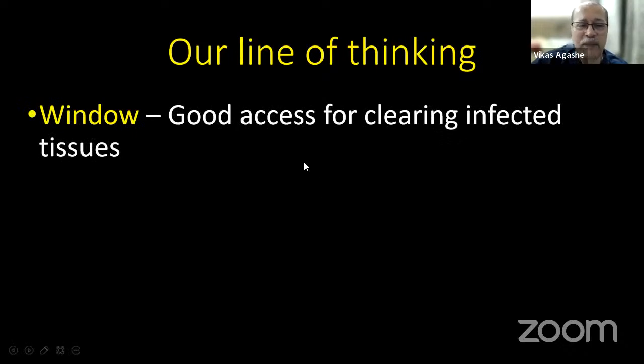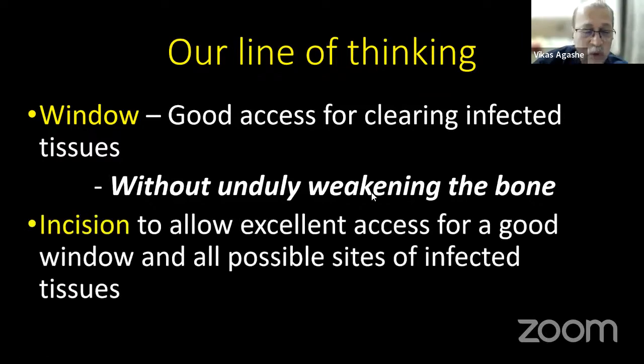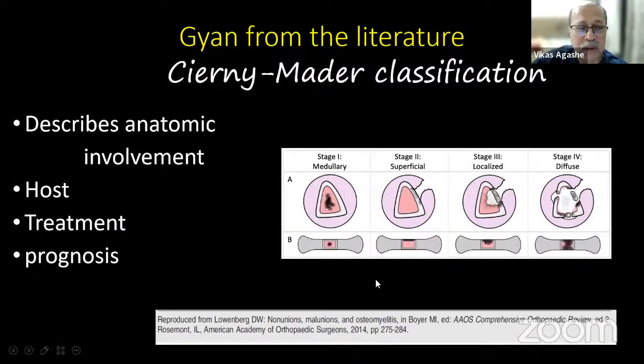So I'll proceed. I have to have good access for clearing infected tissues without unduly weakening the bone. I mean, that's the most important. I should not weaken the bone too much. My incision should allow excellent access to make a window and reach possible sites of infected tissues.